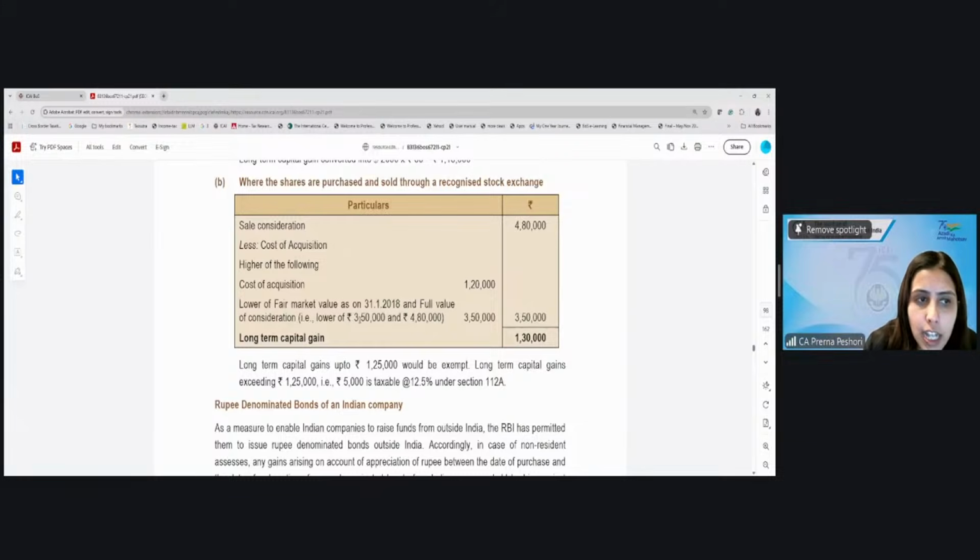then higher of 3,50,000 and the cost of acquisition 1,20,000 I will take. So 3,50,000 I will take because I will give the grandfathering benefit. And I will get the long-term capital gain 1,30,000. So only 1,30,000 will be taxable at the rate of 12.5% under 112A. Are we clear about this, students? Yes or no?